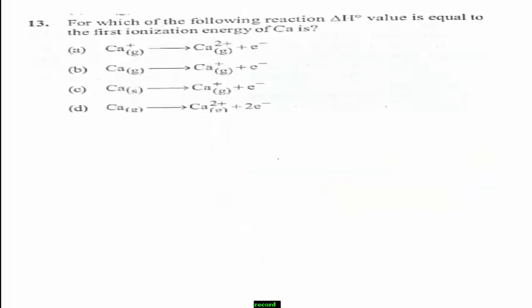Next, question number 13. For which of the following reactions is the delta H0 value equal to the first ionization energy of calcium? That is, for which reaction is the change in enthalpy, or standard change in enthalpy, equal to the first ionization energy of calcium? Students, the first ionization energy of an atom or molecule is the energy required to remove an electron from an isolated gaseous atom or ion. So the delta H0 value is equal to the first ionization energy of calcium if you take calcium gas, and it changes to calcium ion by loss of one electron, as it is also in the gaseous form. So which one is the right answer? Option B, by loss of one electron.